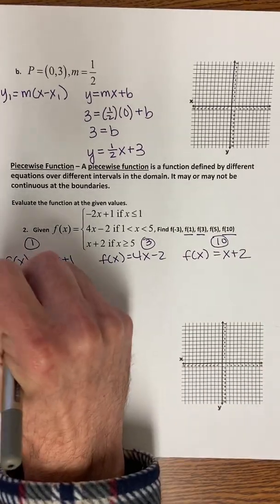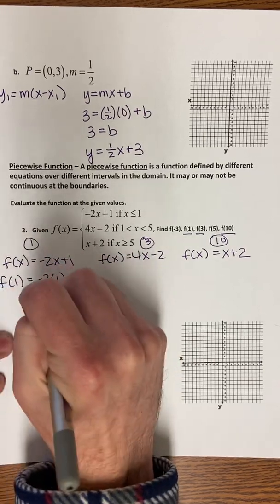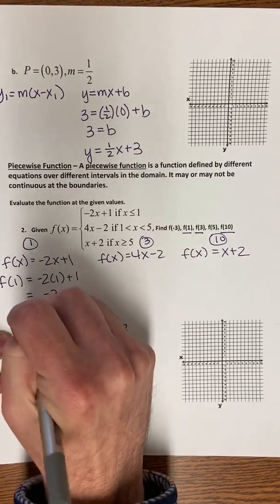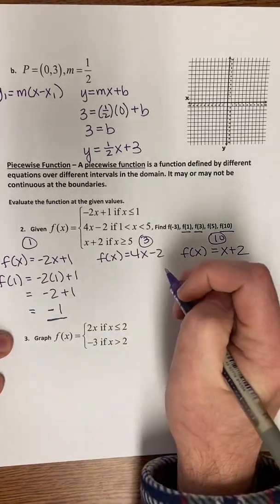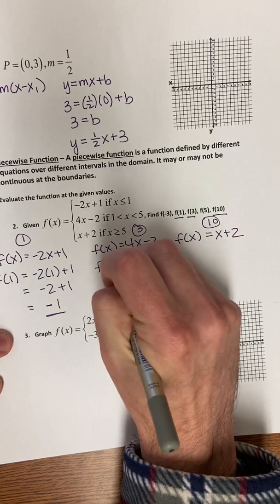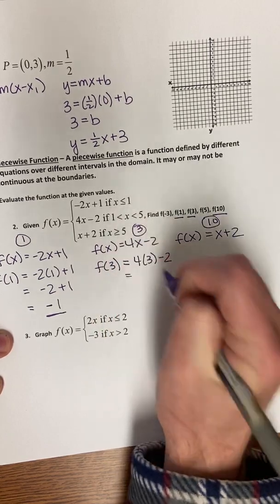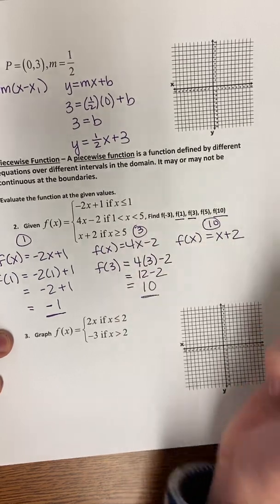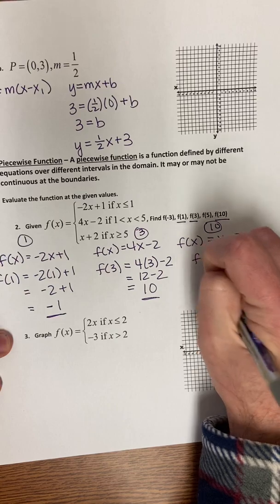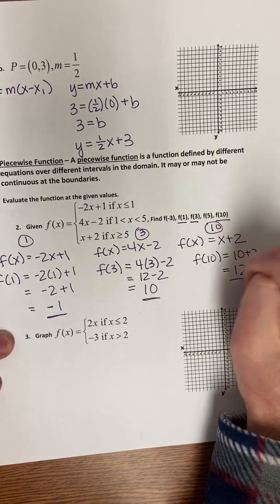So here, f of 1, in this case, is negative 2 times 1 plus 1, which is negative 2 plus 1, which is negative 1. Plugging in 3, it goes into the second equation. f of 3 is 4 times 3 minus 2, which is 12 minus 2, which is 10. And f of 10 is just 10 plus 2, which is 12.